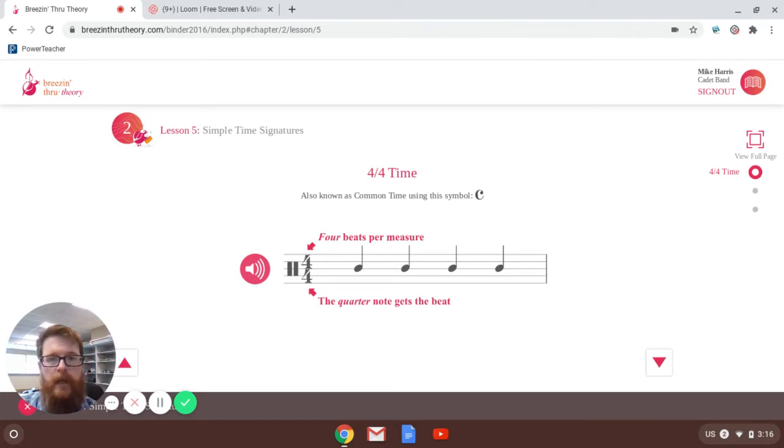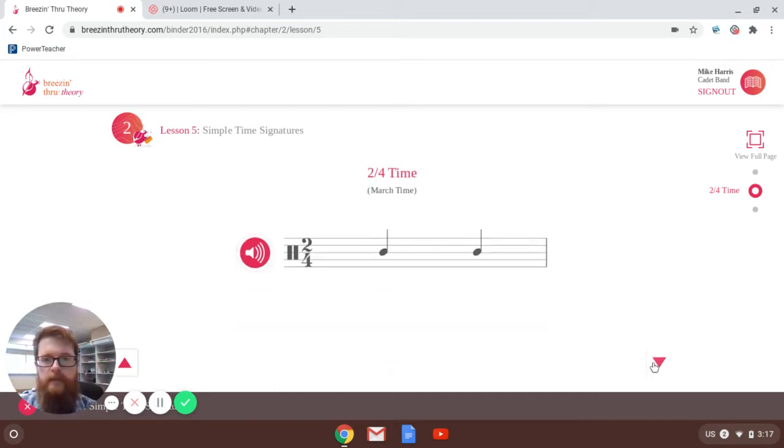Remember that when we're talking about meter, we're organizing beats and not rhythms. Beats are the steady pulse of music, while rhythm is long and short notes and sounds. Common time, remember, is the same thing as 4/4 time, which means we have 4 equal beats in a measure.